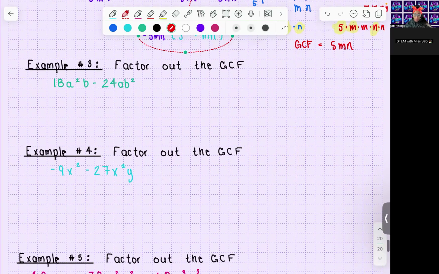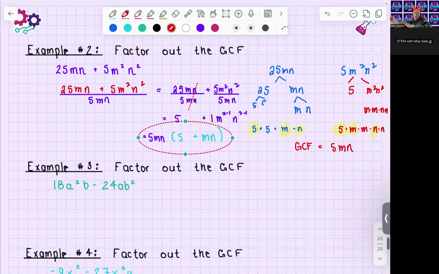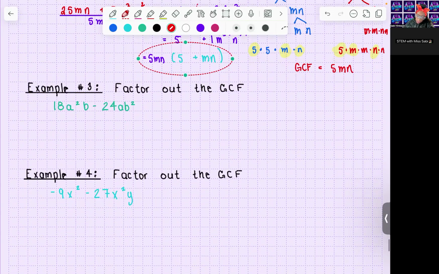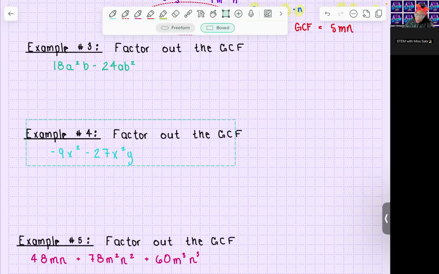I'm going to give you a lot of these to practice, but I won't do all of them. Okay. What about this one? How do I factor out the GCF? Let me move this down.